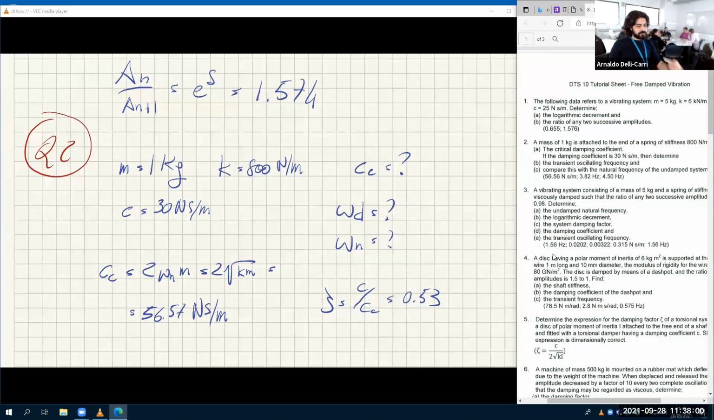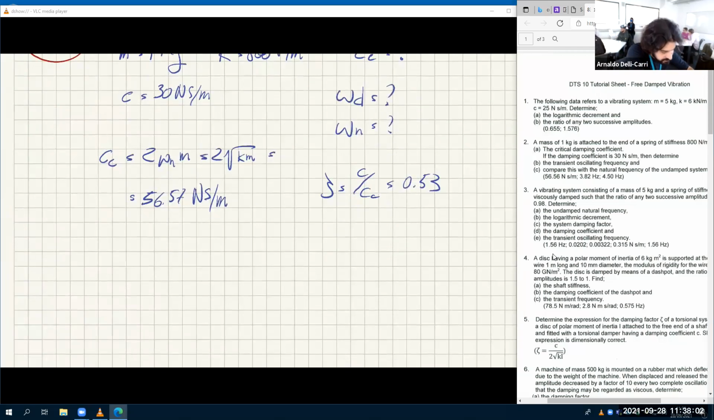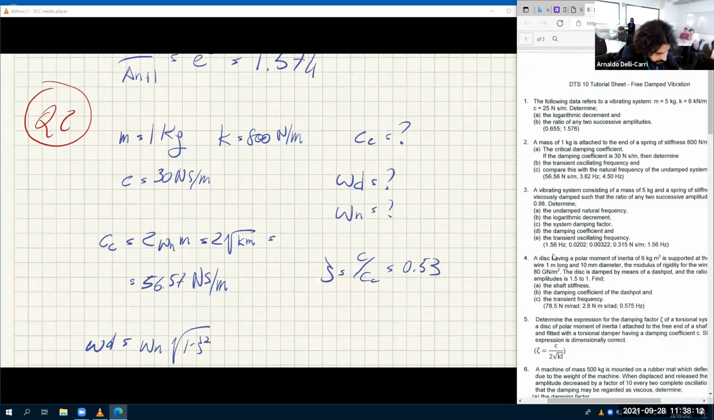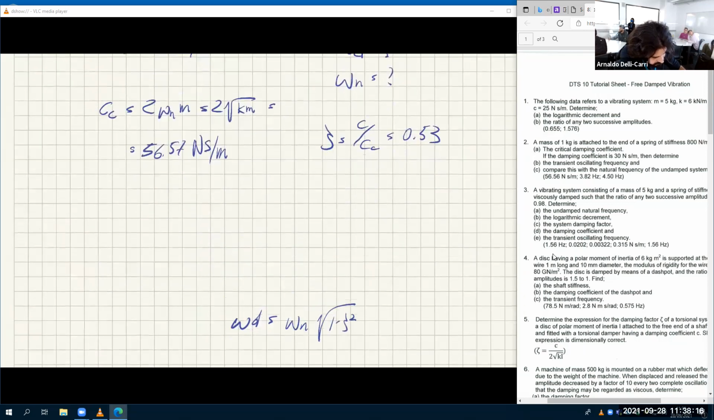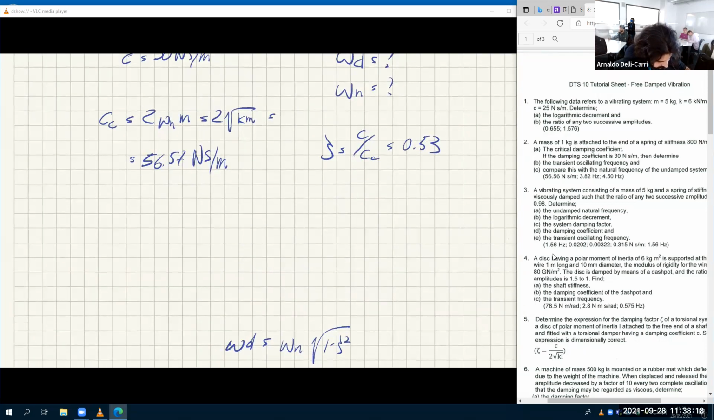Why do we need zeta? Because we know that omega d is just omega n times the square root of 1 minus zeta squared. And did we find omega n? No, but omega n is very easy. So let me do this later. First, we find omega n.